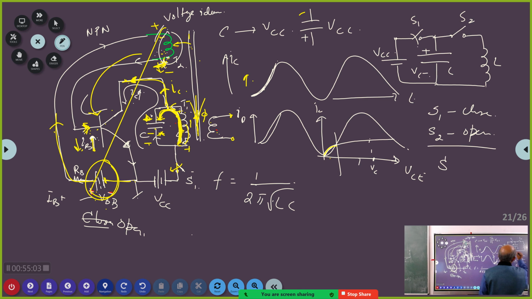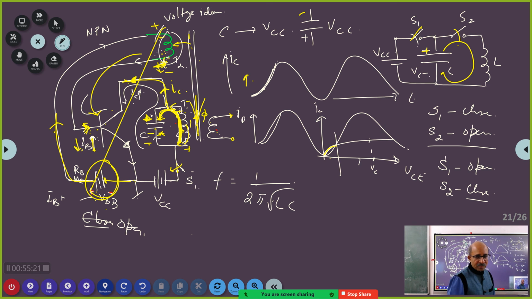Now what I do? Once this capacitor is charged, I will now open S1 and close S2. That is, I have closed this, I have opened this. Then what happens? This capacitor will start discharging. Okay, are you with me? Correct. Then the charge here becomes 0. Agreed? But the current here has not become 0. When the charge here is 0, the current is still flowing like this.